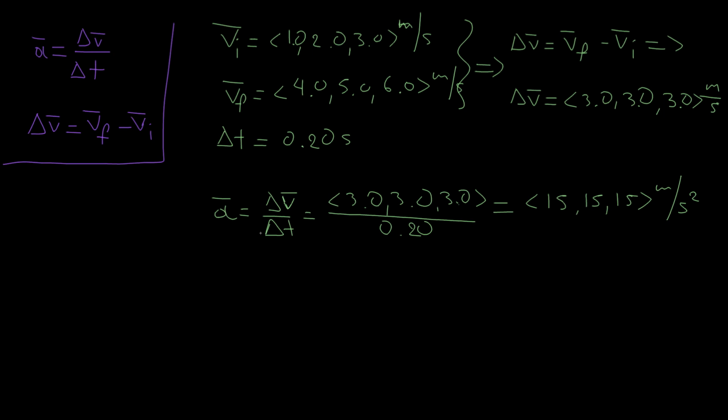Now, if this delta t is a time interval much smaller than the phenomenon you're studying, this would be an estimation for the instantaneous acceleration. If this delta t is the same order of magnitude as the phenomenon you're studying, then you're really looking at an average acceleration. So just keep that distinction in mind.